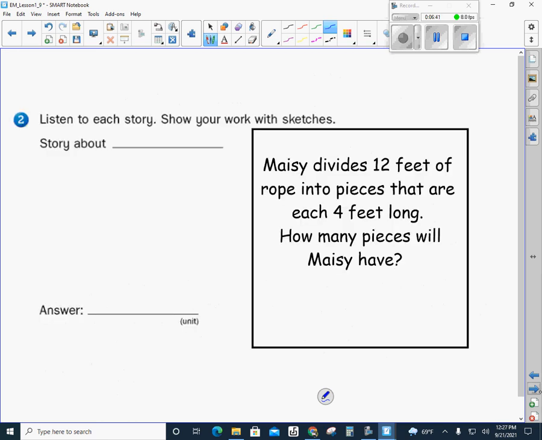All right, so now number 2 in your workbook. You don't see the story in your workbook, you can only see it on my screen. So I'm going to go ahead and read you a story, and I want you to use this space here to sketch out a picture.